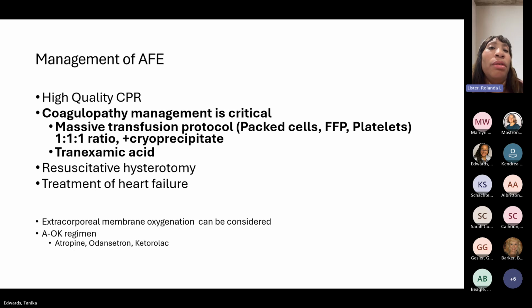And importantly, you don't want to waste time transporting the patient from wherever she is. So if she's in the operating room, then she should remain in the operating room. If she is outside of the operating room, it's best to perform a resuscitative hysterotomy at the bedside, because that 4 minute window is critical to her survival and the neonate's survival. Okay, next slide.